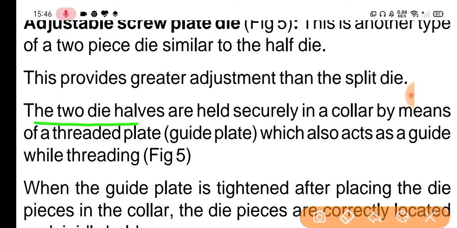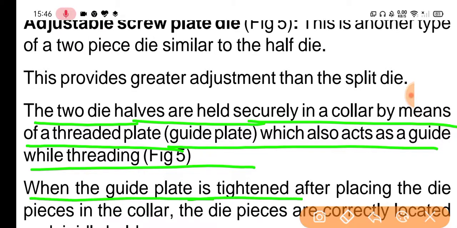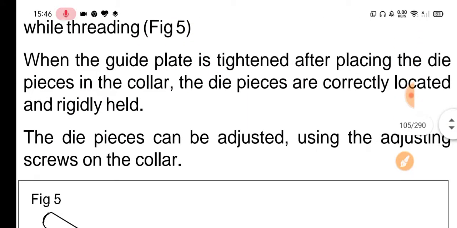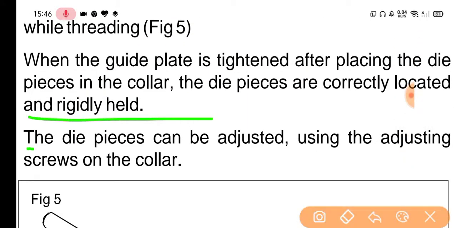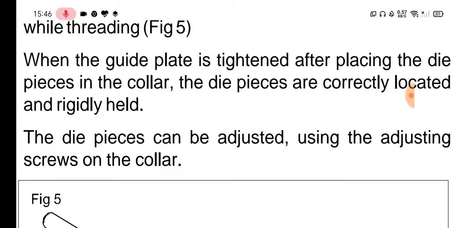The two die halves are held securely in a collar by means of a threaded guide plate, which also acts as a guide while threading. When the guide plate is tightened after placing the die pieces in the collar, the die pieces are correctly located and rigidly held. The die pieces can be adjusted using the adjusting screw on the collar.